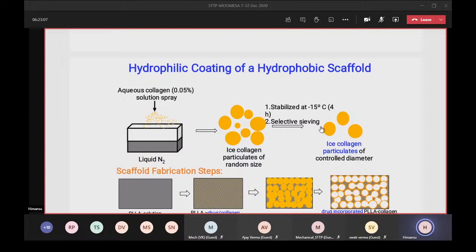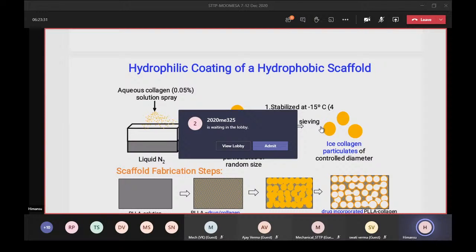In this way, we prepare the collagen solution and spray it over the liquid nitrogen, and we can yield some ice. This ice will have diversified particulates, for example 100 micrometer, 75 micrometer, maybe 50 micrometer, maybe 20 micrometer, maybe 300, 500 micrometer. Everything will be there. So now what will happen?